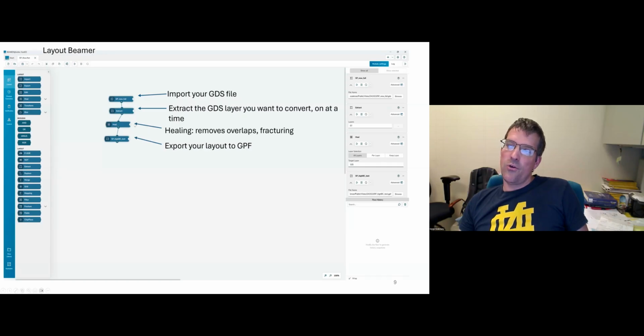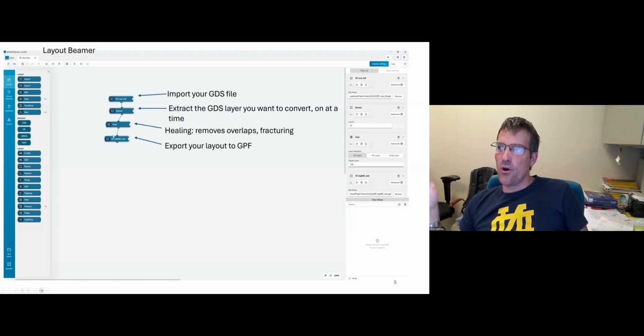Then you can do a healing, which I'm going to talk about what it does. It removes overlap and fracturing. It's just a good thing to do. And then export your file to a GPF file. This is where you set up most of the beam parameters, e-beam exposure parameters like grid size, field size, etc. Now, this is just the very minimum that you can do with Layout BEAMER.